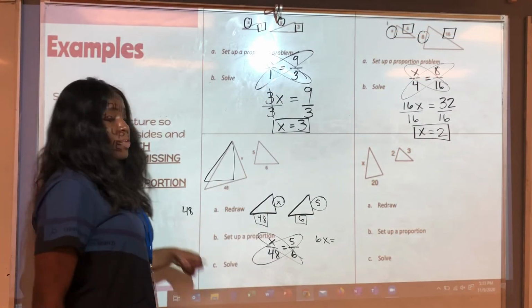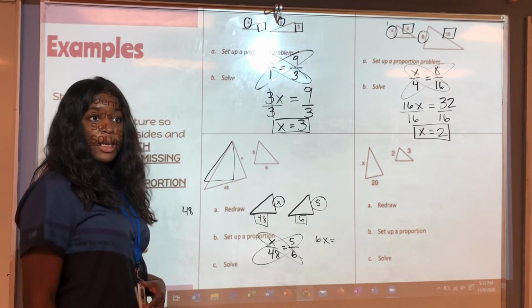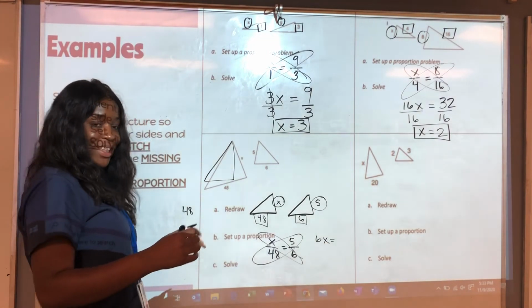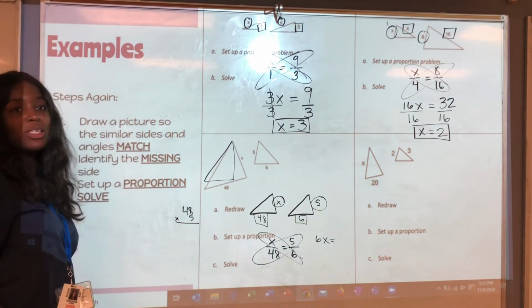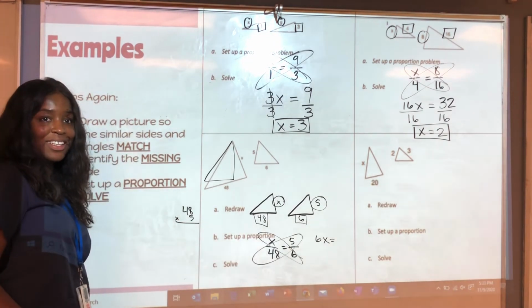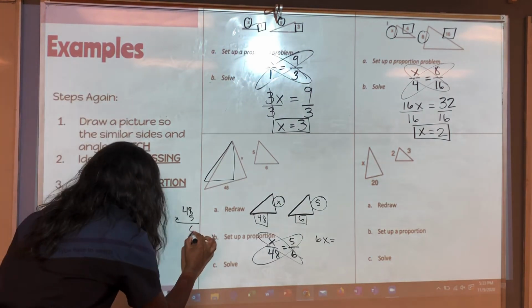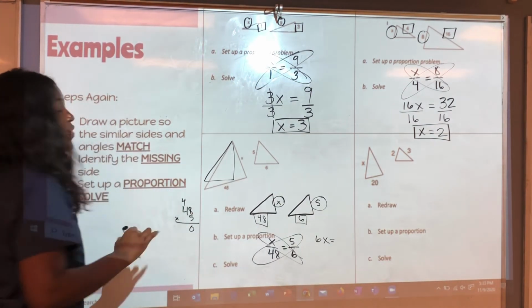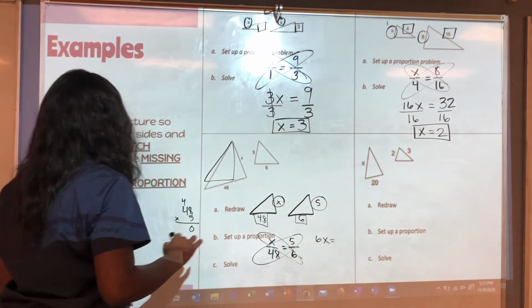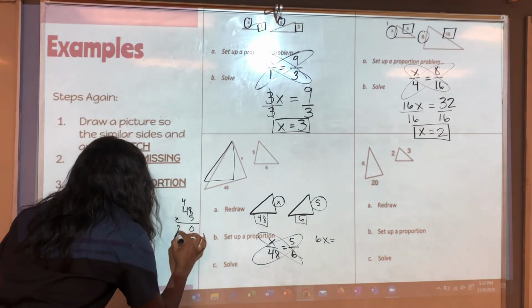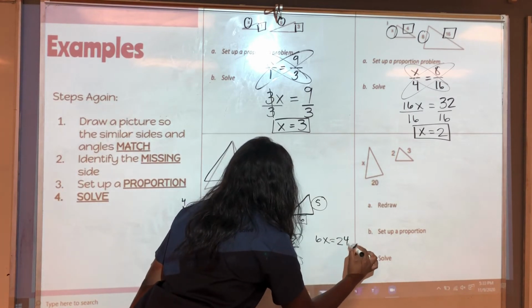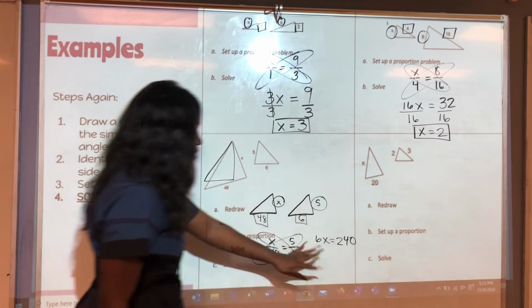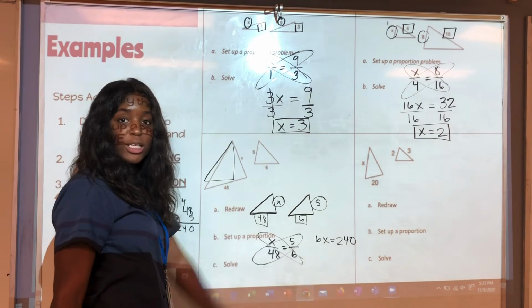So 48 times 5 is not some multiplication I can do in my head. So I have to go ahead and solve it off to the side. 48 times 5. Miss Thomas, what's 5 times 8? 40. Carry my 4. Miss Thomas, what's 5 times 4? 20. Plus 4. 24. So 48 times 5 will be 240. All right, so I got 6x equals 240.